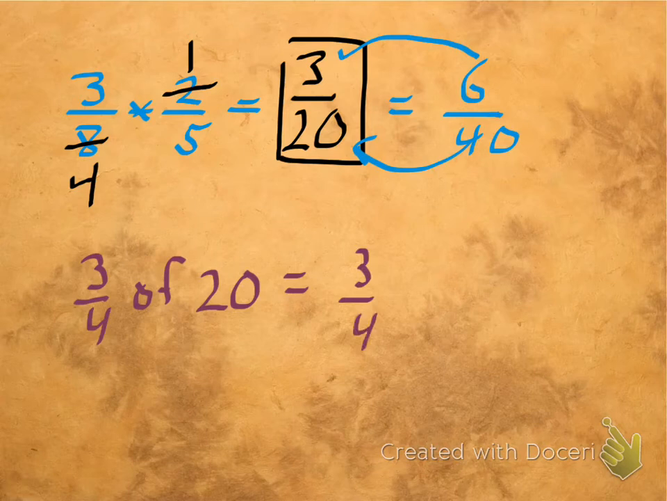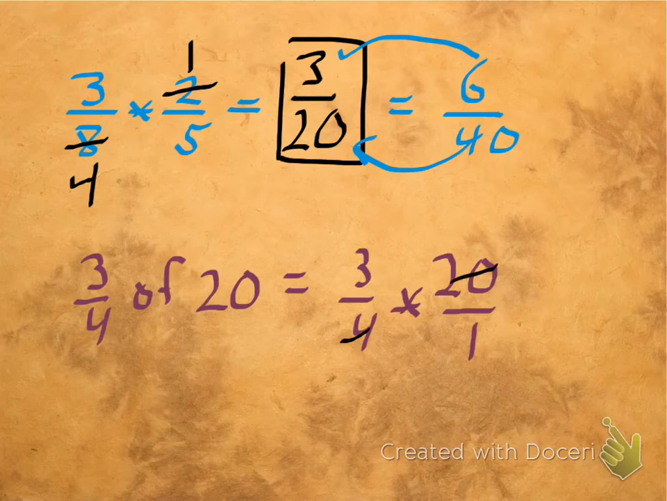Right, it means multiply. So we're going to change the word of into a times sign. We use the asterisk now because we usually use x as a variable. And what could I do to 20 to change it into a fraction? You can always make a whole number into a fraction by just putting it over 1, right? Now, does anything on the top and anything on the bottom cancel? How about the 4 and the 20? You could take a 2 out, but the 3 and the 1 don't cancel.